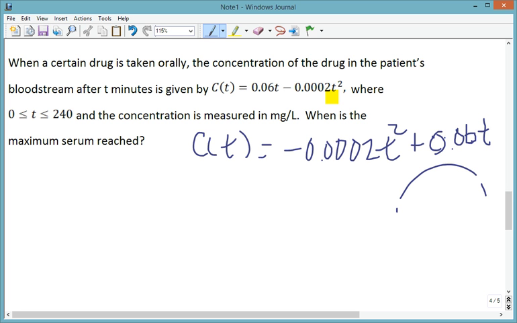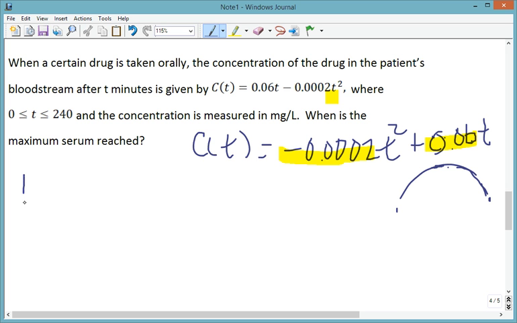Of course, we start with 0 in our bloodstream. It goes up. At some point, it reaches a maximum. It goes back down. At some point, it's out of your blood system. Okay, so our A is negative 0.0002. Our B is 0.06.